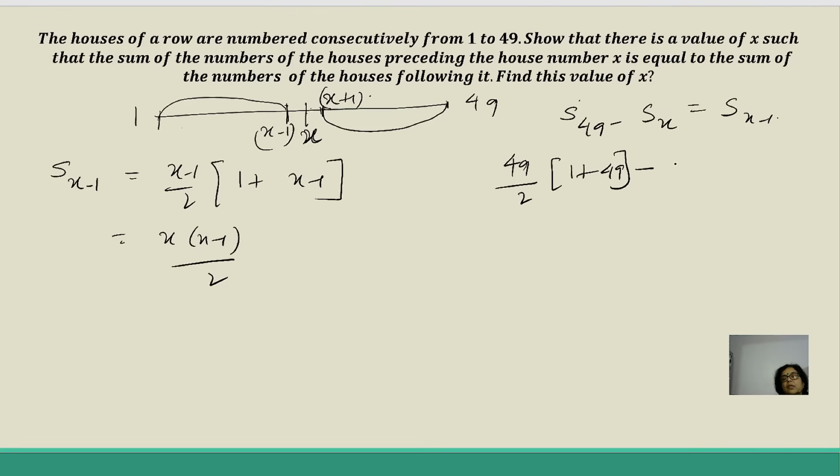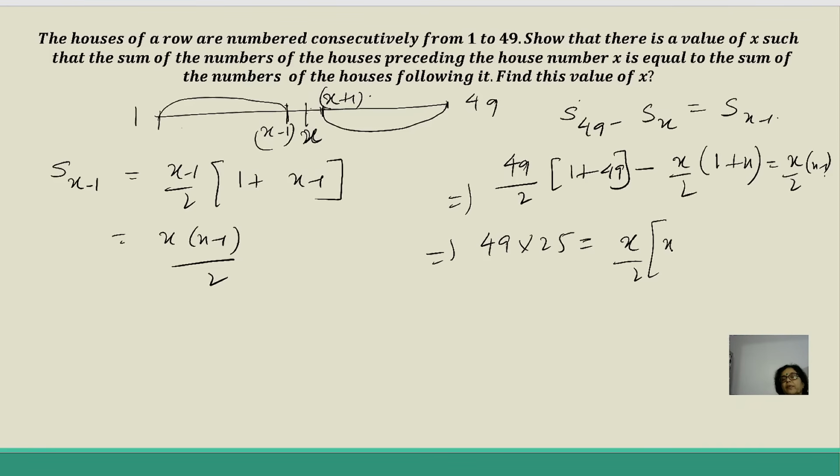And this is Sx, that is equal to x by 2, and this first number is 1, 1 plus x. And this is of course x by 2 into (x minus 1). Now this becomes 49 into 50 by 2, that is 49 into 25. And take the x terms to the same side, take out x by 2 common, so we are left with x minus 1 plus x plus 1. So this plus 1 and minus 1 get cancelled and we are left with 49 into 25 is equal to x by 2 into 2x.